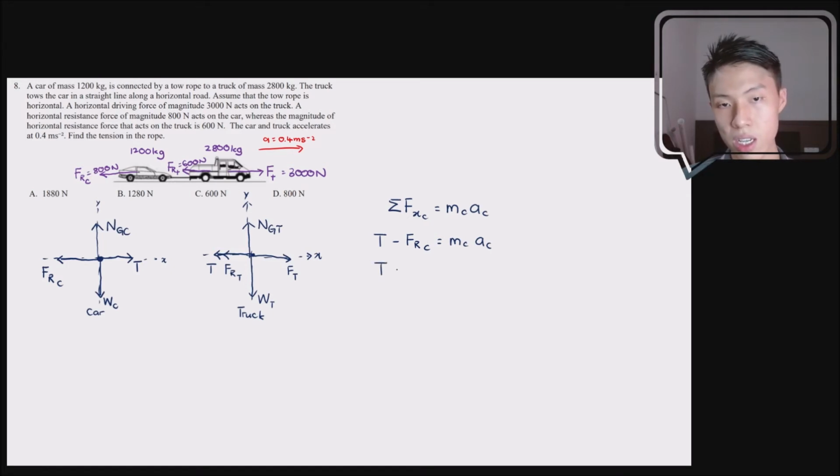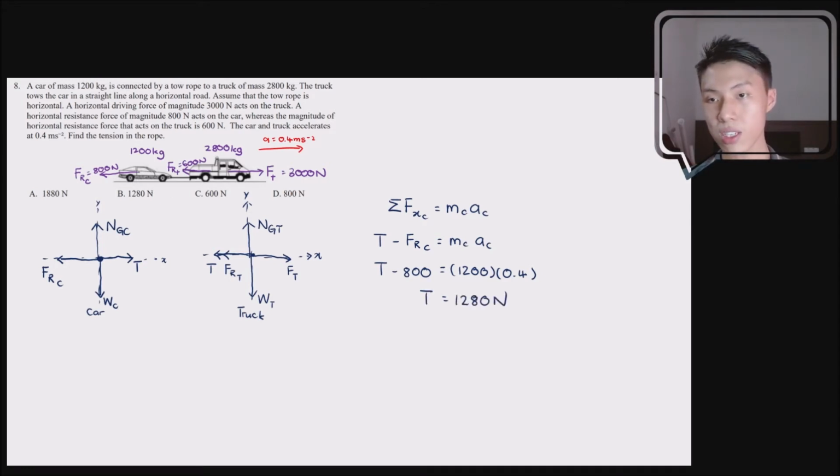So this one is T. The resistance force experienced by the car is 800 Newton. And the car is 1200 kg. And the acceleration is 0.4. Okay, so if you perform your calculation, I believe straight away you can obtain the answer. It's more straightforward than I expect. So the answer is 1280. So the answer should be 1280 N.